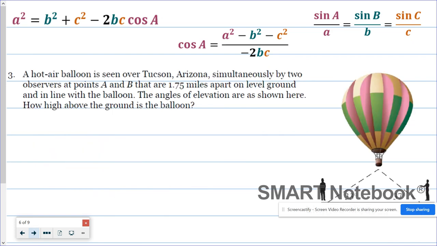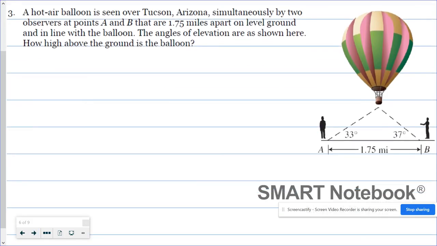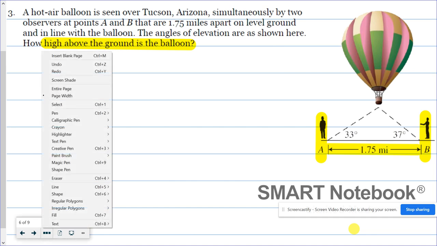One more. A hot air balloon is seen over Tucson, Arizona, simultaneously between two observers at point A and point B. They are 1.75 miles apart. The angles of elevation are shown. How high above the ground is the balloon? Okay, so take a look at the current diagram. Anything coming to mind?